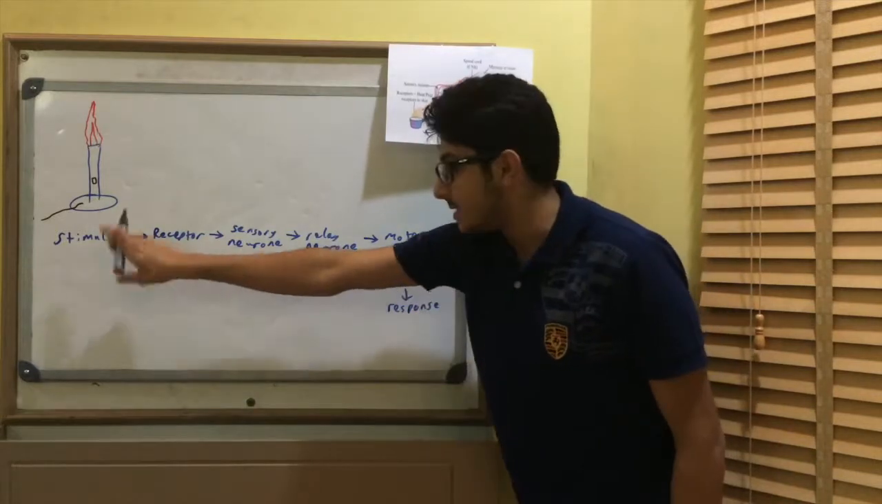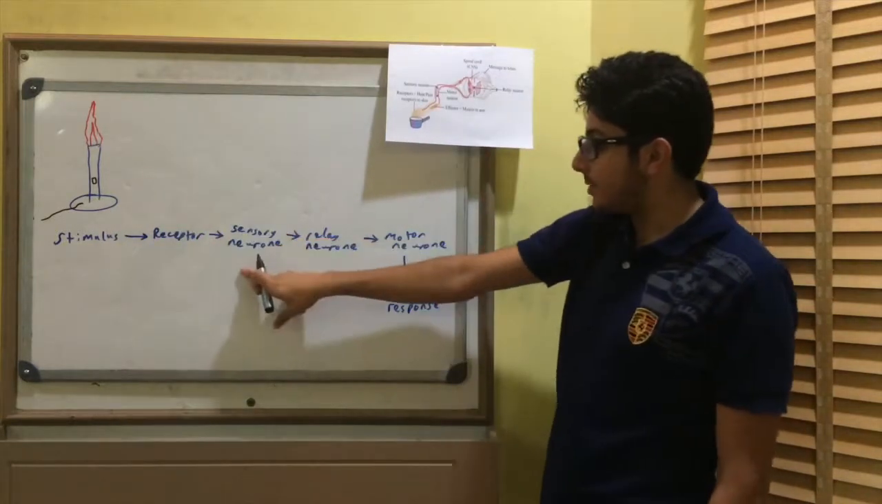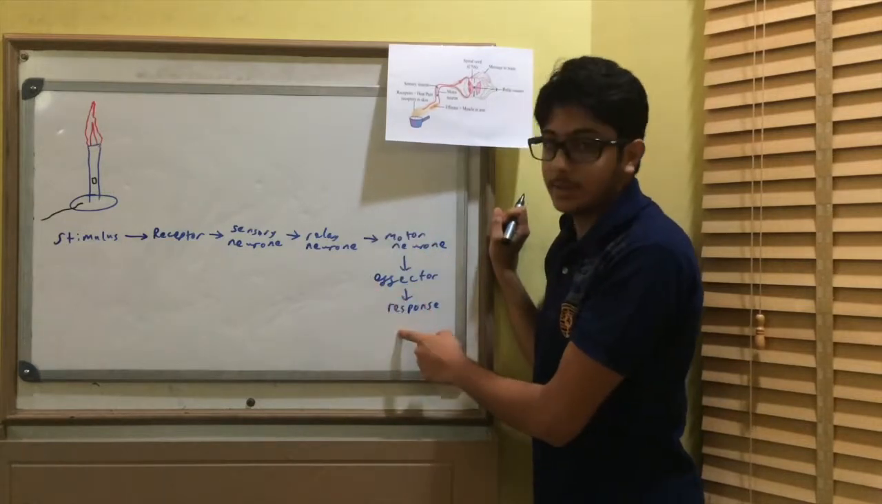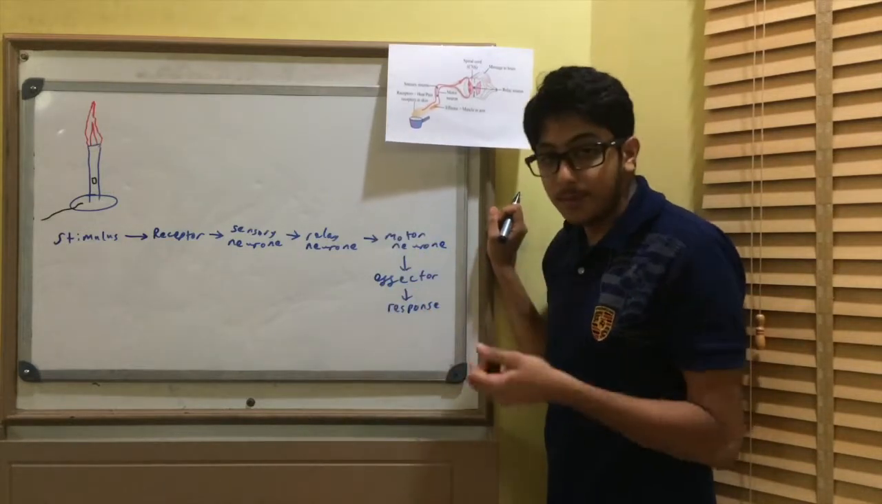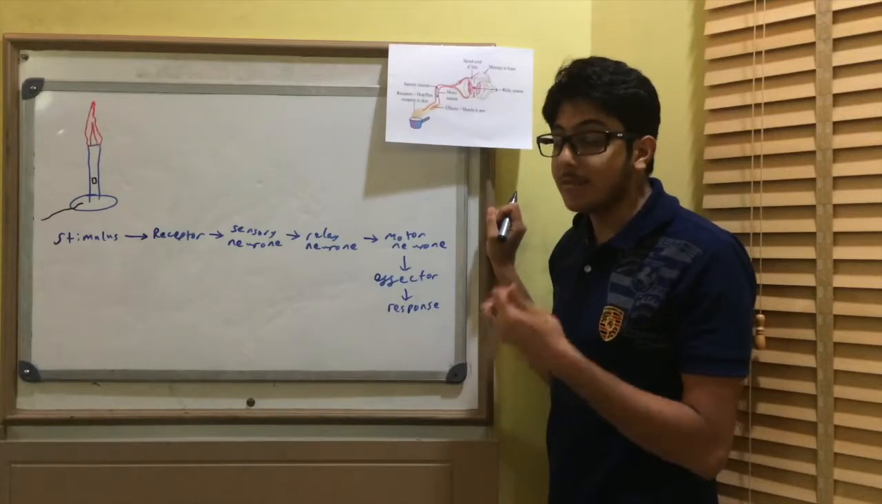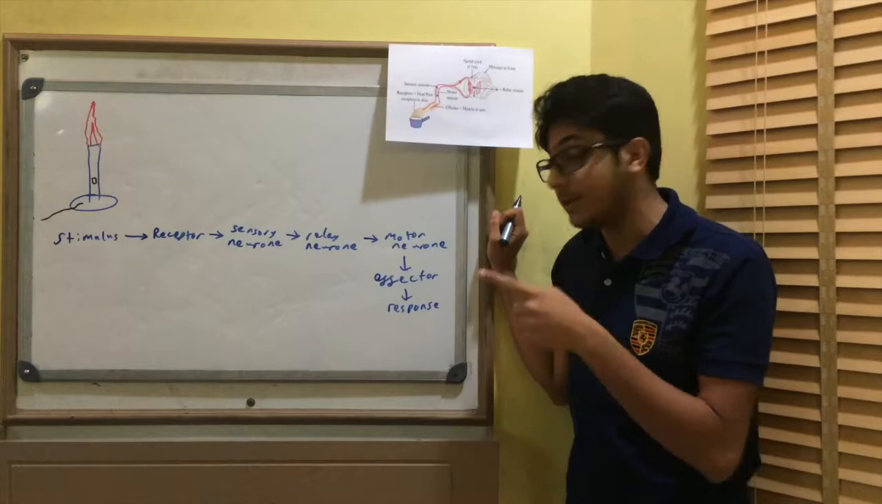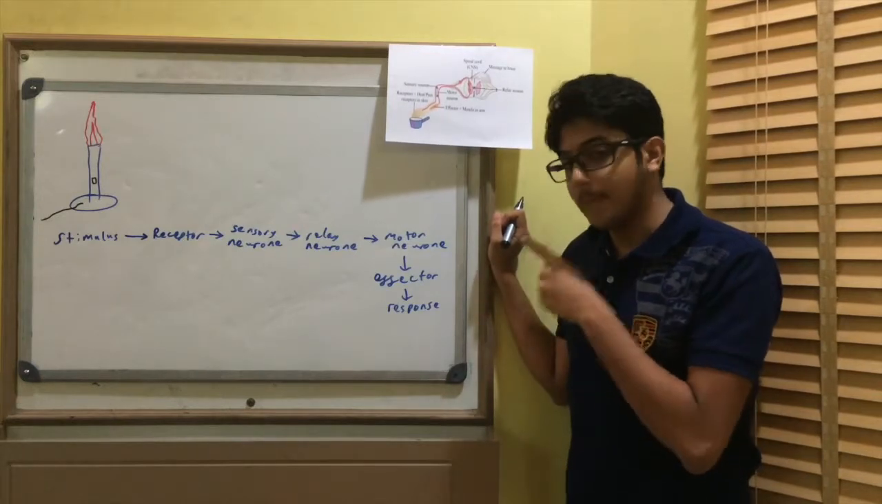So remember this: stimulus to receptor to sensory neuron to relay neuron to motor neuron to effector to response. Now I know it's a lot to remember, but you have to, because in your exam they might ask you about it. If they give you a 6 marker on it, you're dead if you don't know this. So memorize it.